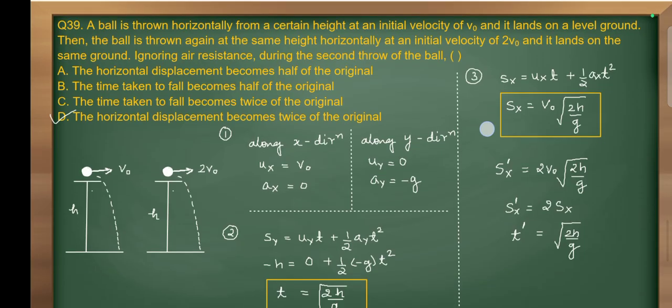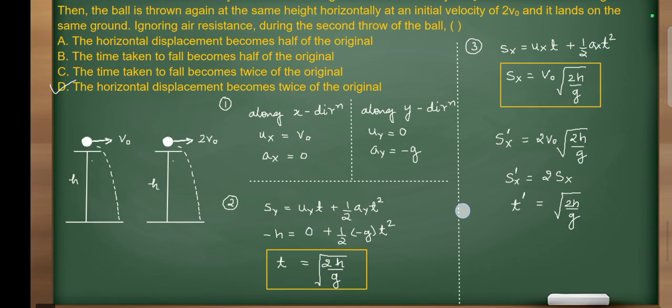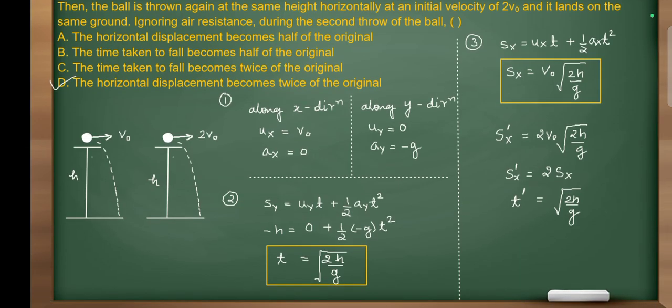Question number 39. A ball is thrown horizontally from a certain height at an initial velocity of v naught and it lands on a level ground. Then the ball is thrown again at the same height horizontally at an initial velocity of 2v0. It lands on the same ground. Ignoring air resistance during the second throw, the two situations are shown in the diagram. The ball is thrown with the initial velocity v0 from the height h in the first case, and in the second case the ball is thrown with the initial horizontal velocity 2v0 from the same height.